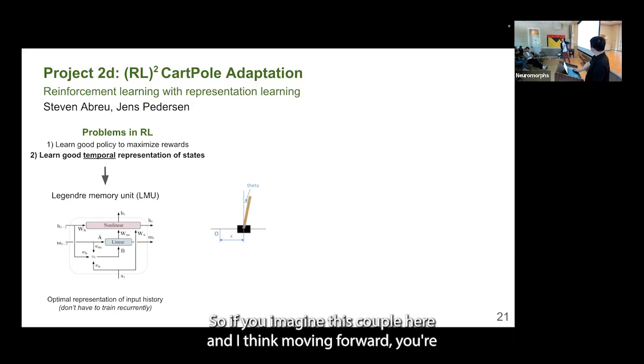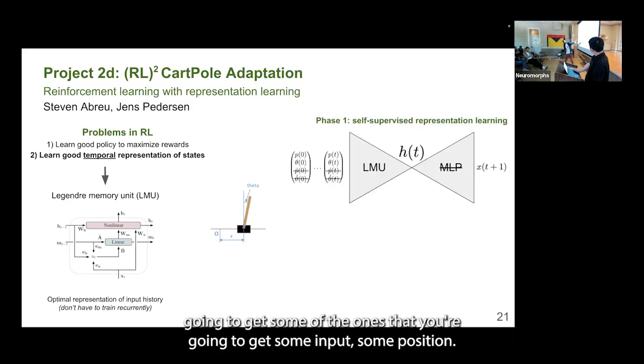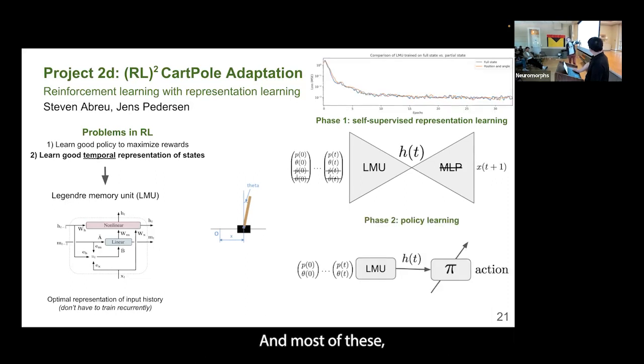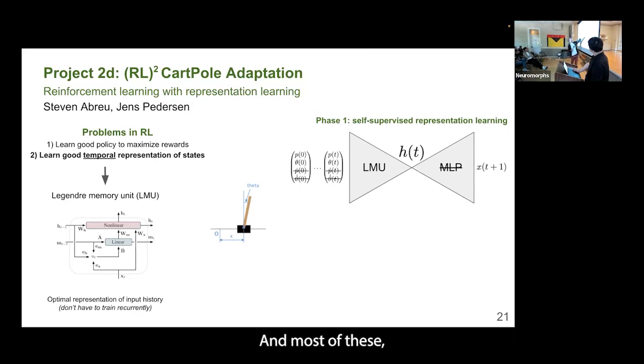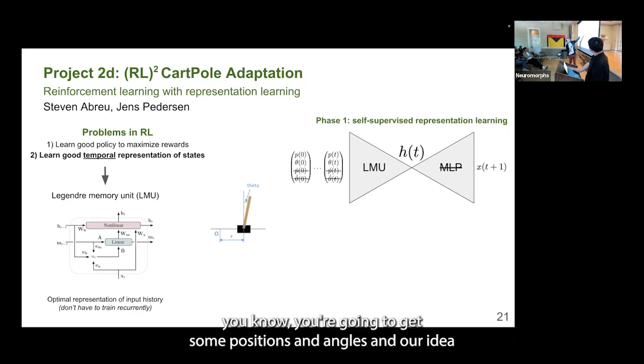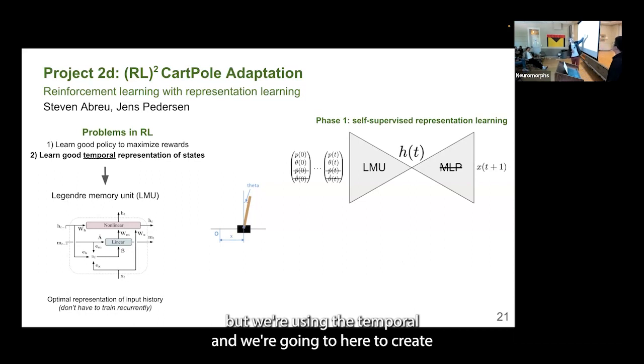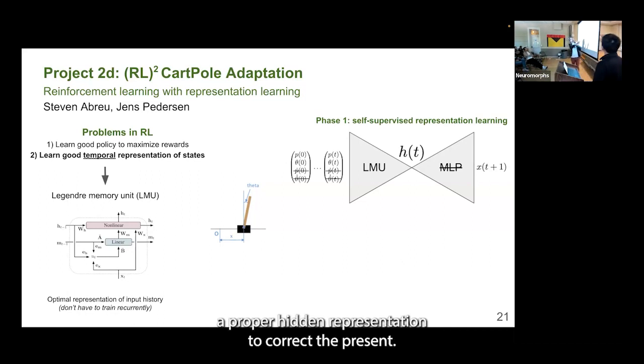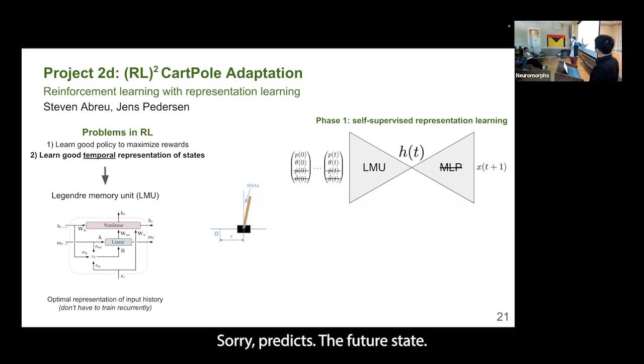So if you imagine this cart pole here, you're going to get some input, some positions and angles, and our idea basically is to try to learn a proper representation of that state in time. And basically what we're trying to do here is more or less an autoencoder setup, where we're using the temporal memory unit to create a proper hidden representation to correctly predict the future state.